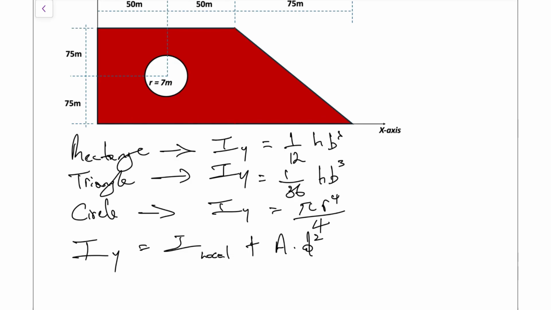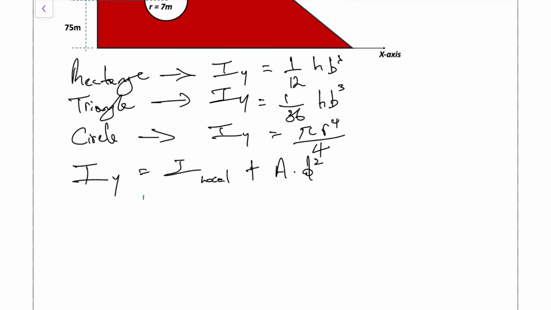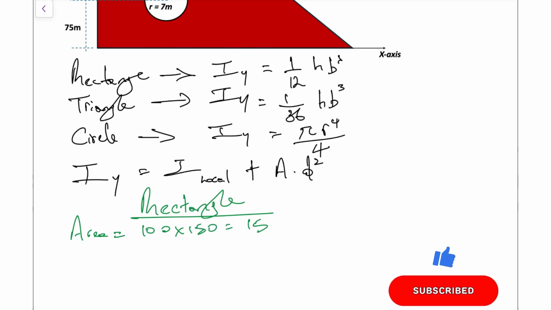As for the rectangle, we have a height of 75 plus 75, so that's 150, and our width is 50 plus 50, which is 100 millimeters. So if we were to evaluate that now, let's start breaking it down step by step. So that's our rectangle. First we need to find the area, and the area is simply 100 multiplied by 150, and that's going to give us 15,000 millimeters squared.